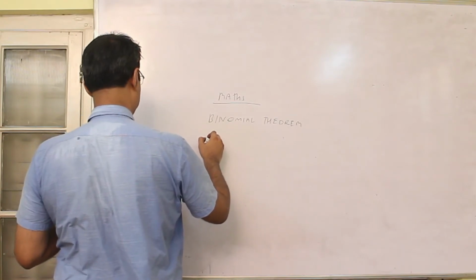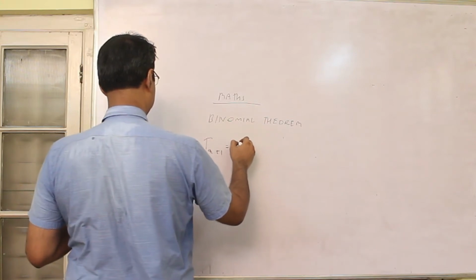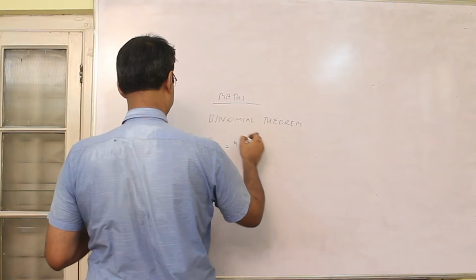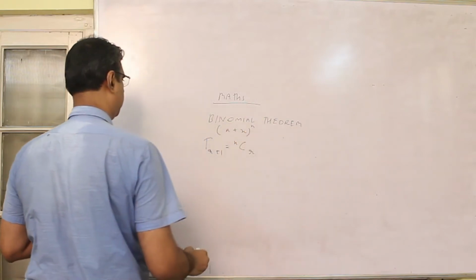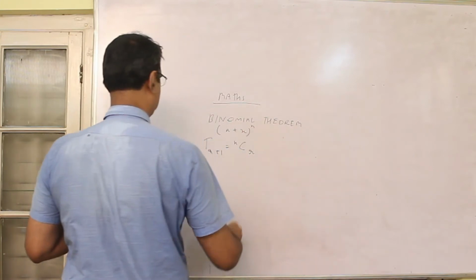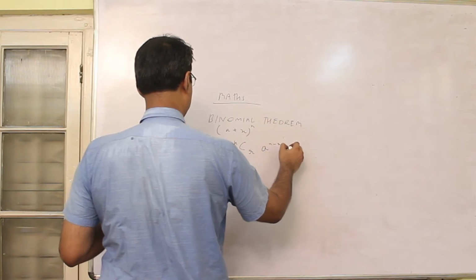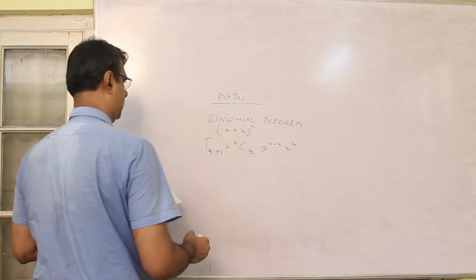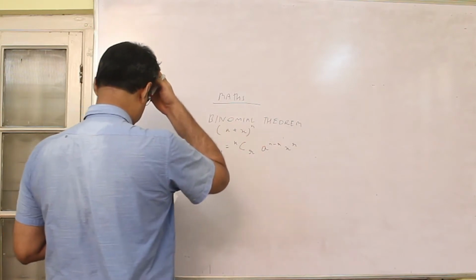Now, in the binomial theorem, there is a formula for general term. Suppose we are finding binomial expansion of a plus x to the power n. So the general term will be nCr a to the power n minus r into x to the power r. This is the formula to find the general term.